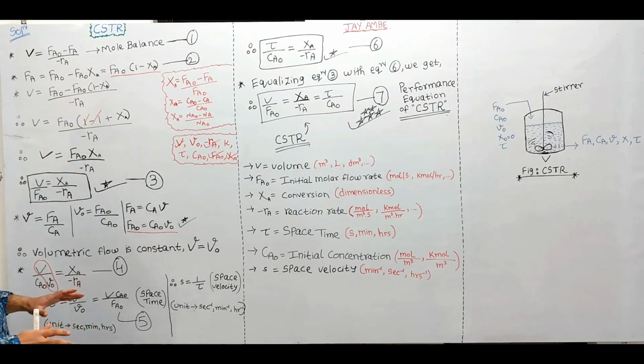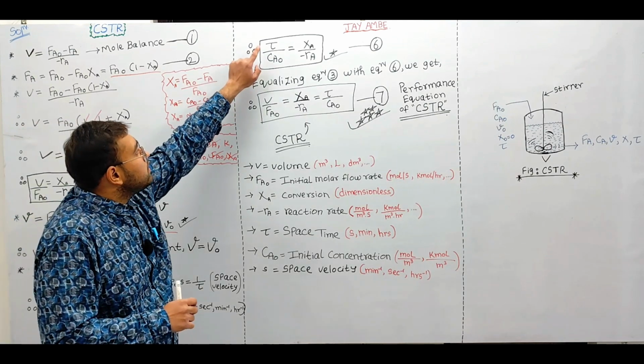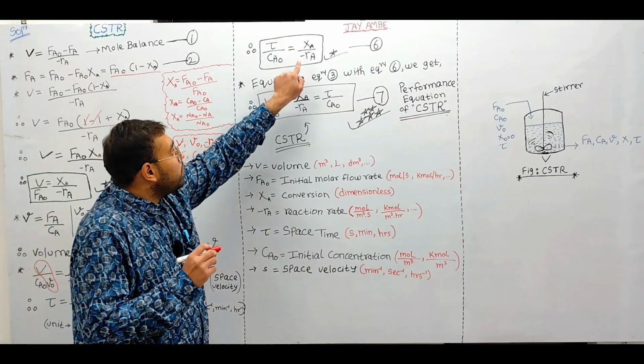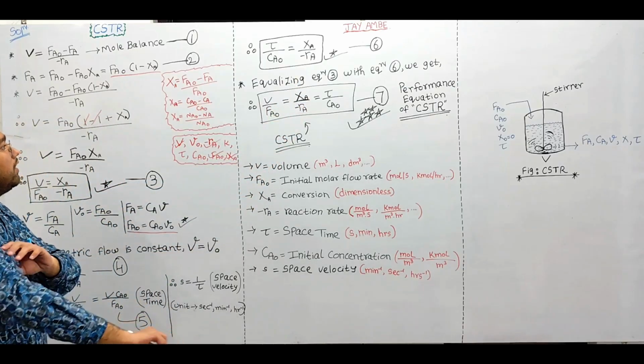Now in equation 4, in the place of volume by volumetric flow rate, we can use tau. Volume by volumetric flow rate is denoted by tau. So we modify equation 4 as tau by Ca naught is equivalent to Xa upon minus Ra. The right hand side will remain as it is, Xa upon minus Ra. I hope you have understood.